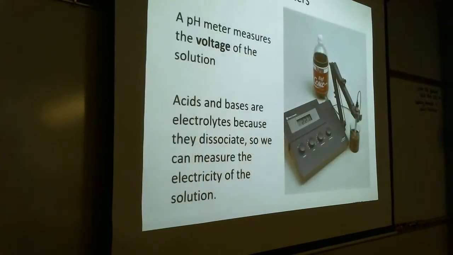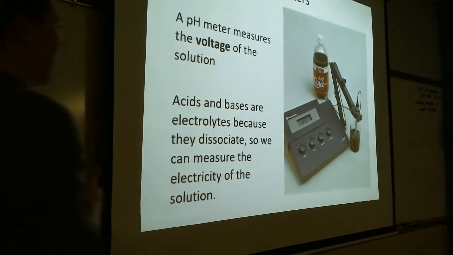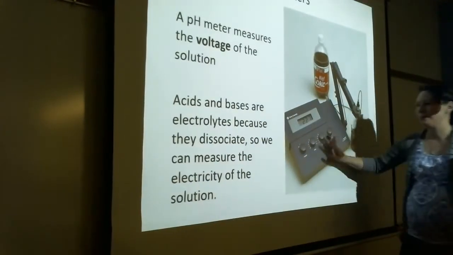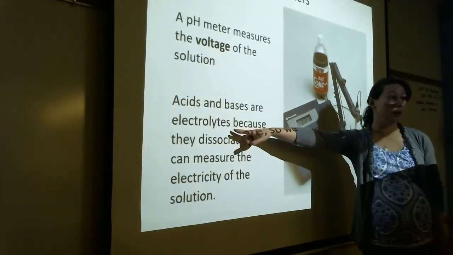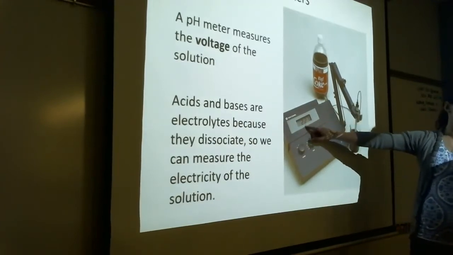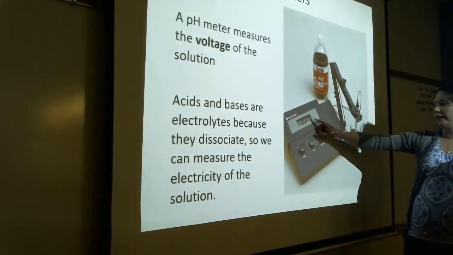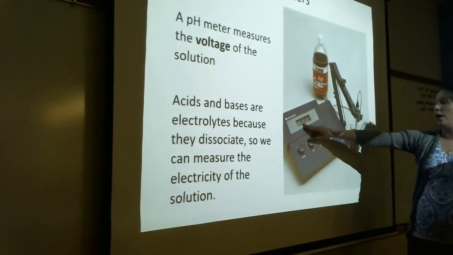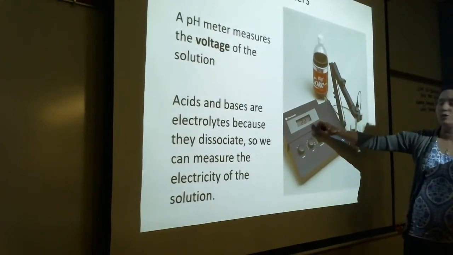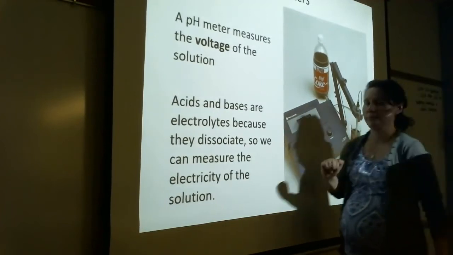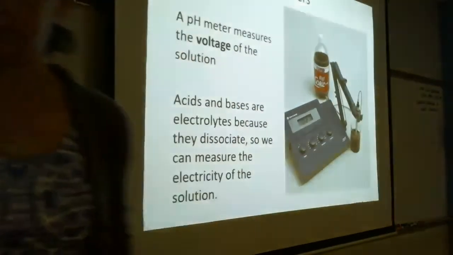The last thing I want to talk about is the pH meter, which we'll be using in lab. Okay, so the pH meter, how does it work? Well, acids and bases are electrolytes, meaning they conduct electricity. So when you're using a pH meter, you're actually measuring the voltage of your solution. That's what you're measuring. And then the device converts that into a pH for you. So your output is a pH. You don't have to do anything to it. But what's being measured here is the voltage, actually. So that's how the pH meter works.